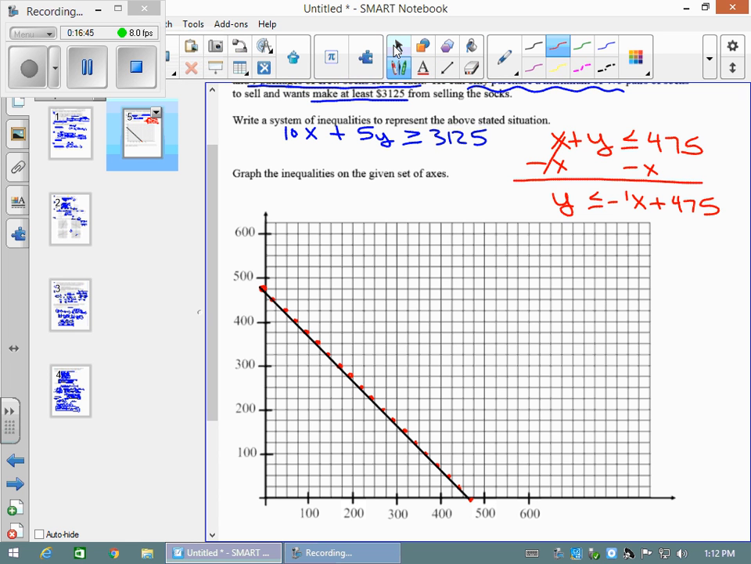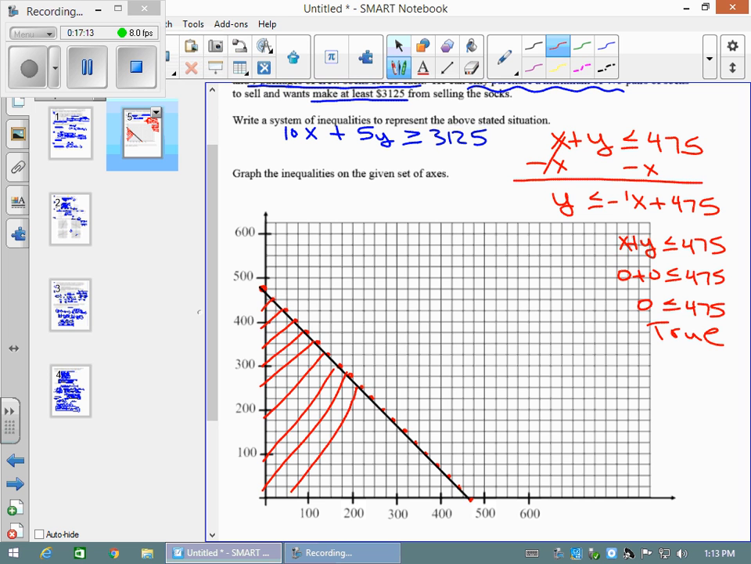So if I tested 0, 0 in the original, x plus y is less than or equal to 475. So 0 plus 0 is less than or equal to 475. So is 0 less than or equal to 475? It is. So that means from my line, I should be shading to cover where 0, 0 is, which would mean that you're shading downward. I'm going to label my line x plus y is less than or equal to 475.